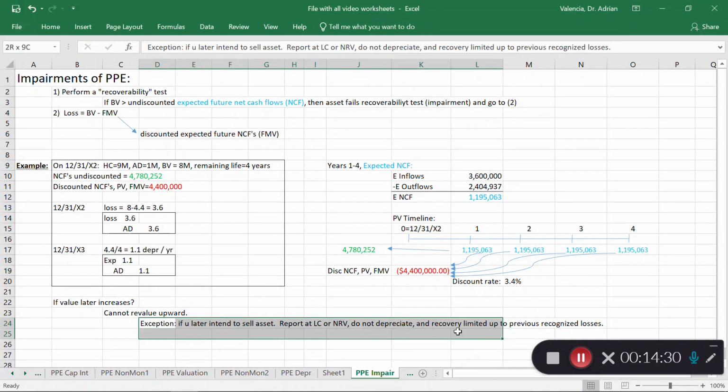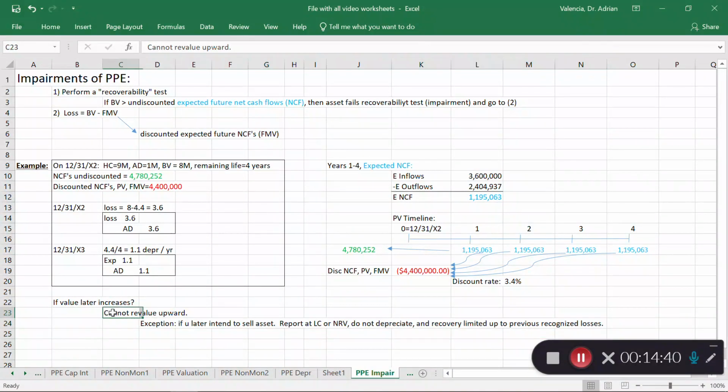You know, it's one that may exist for you or not, but as long as it's being classified as property, plant, equipment, you cannot value it upward again. Once you've taken an impairment, you keep that impairment in place like this one here. This exception is going to be rare.